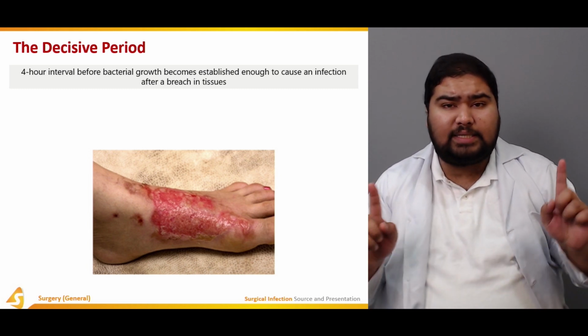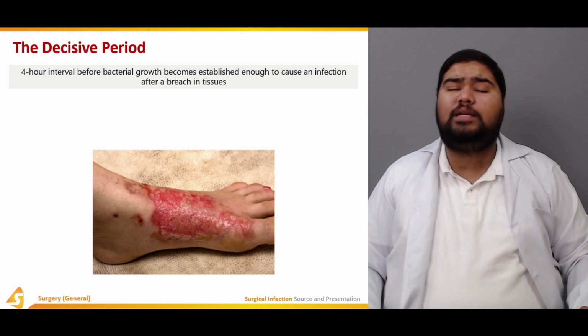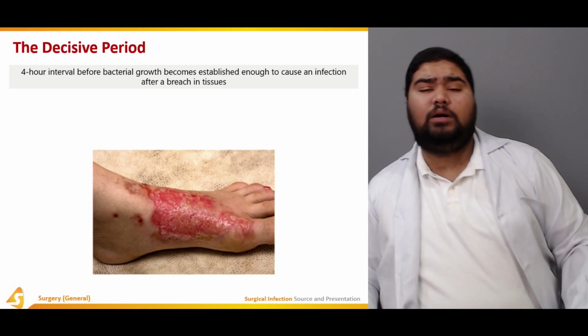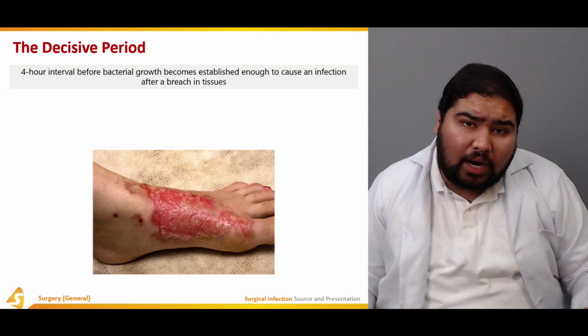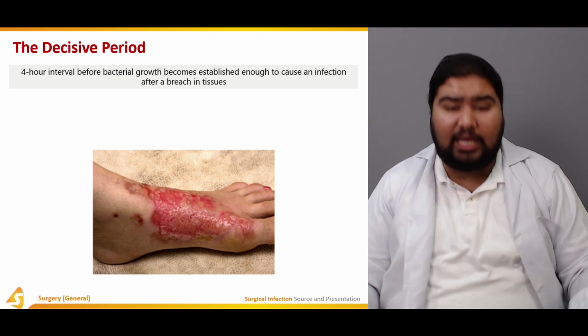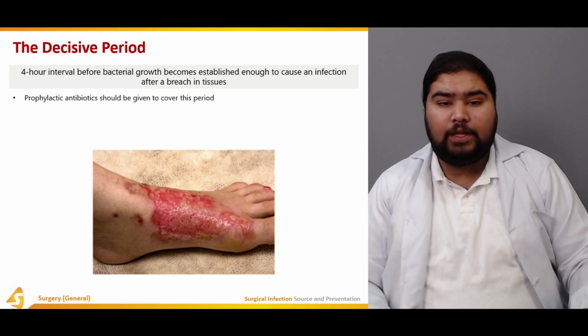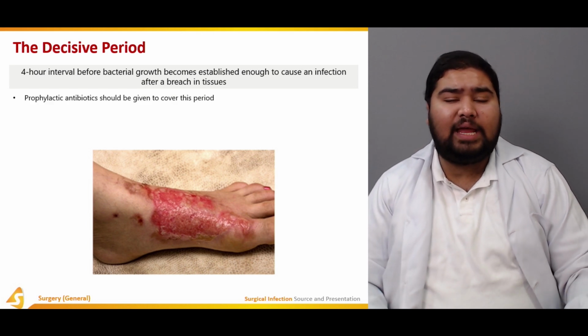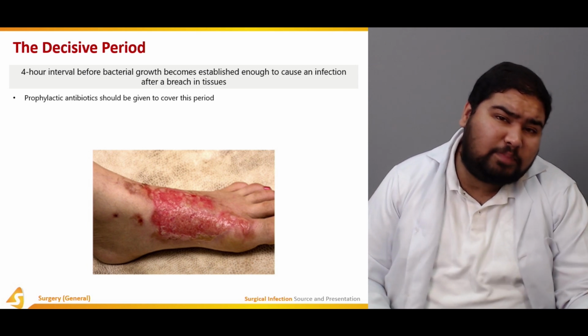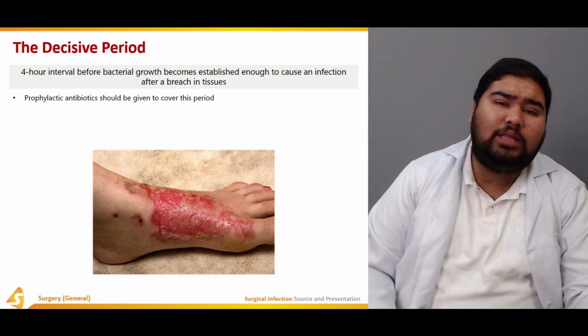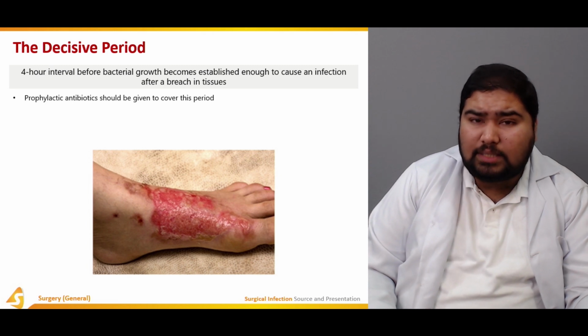So it takes about 4 hours for the bacteria to develop in sufficient amount so that they can produce infection in the body. These 4 hours are known as the decisive period. So prophylactic antibiotics should be given to cover this period.